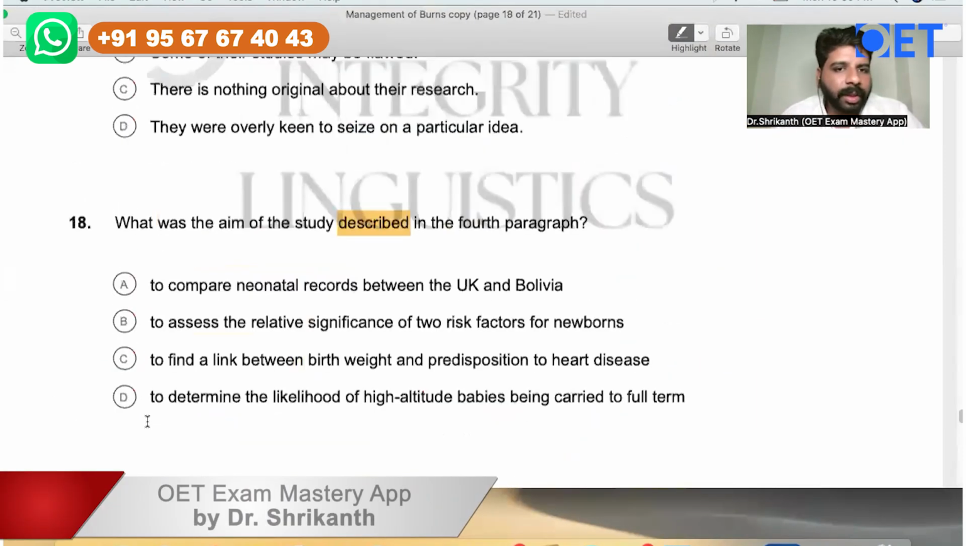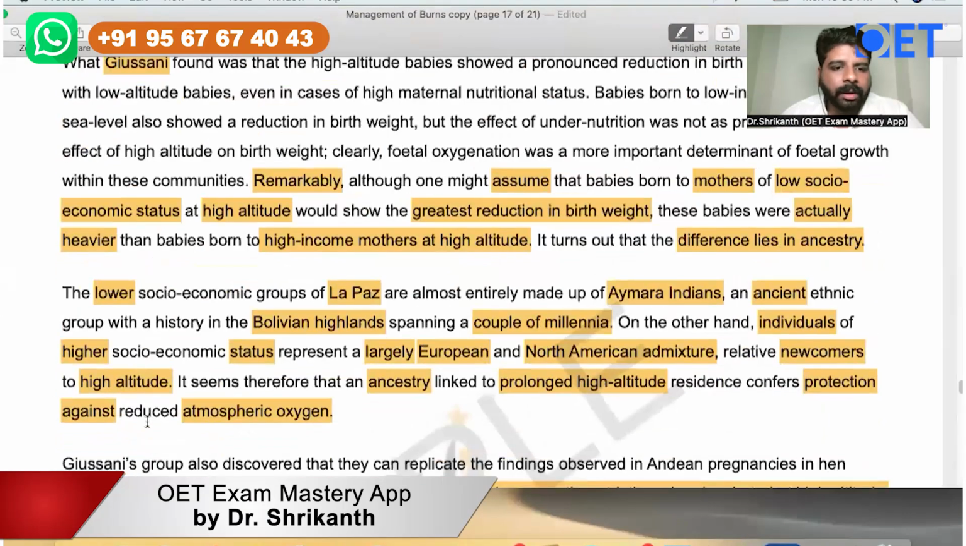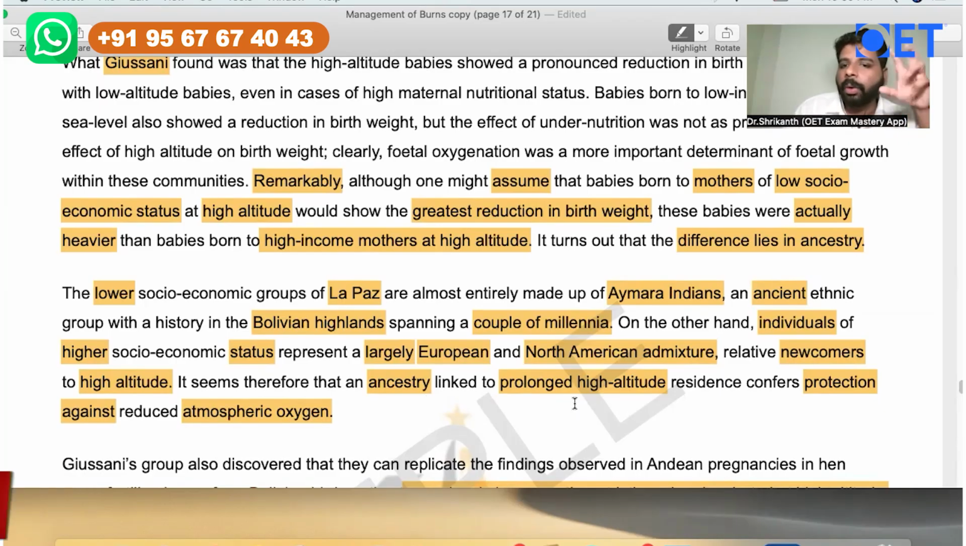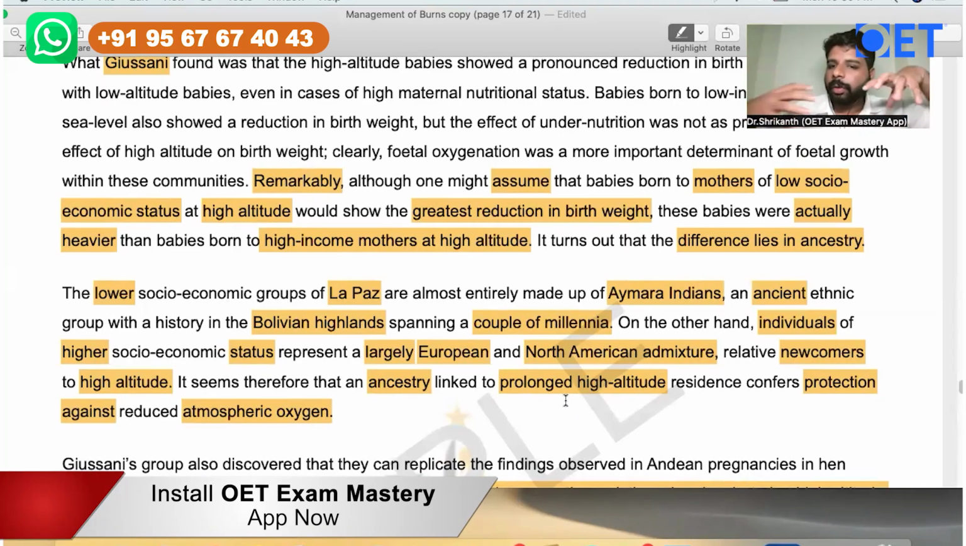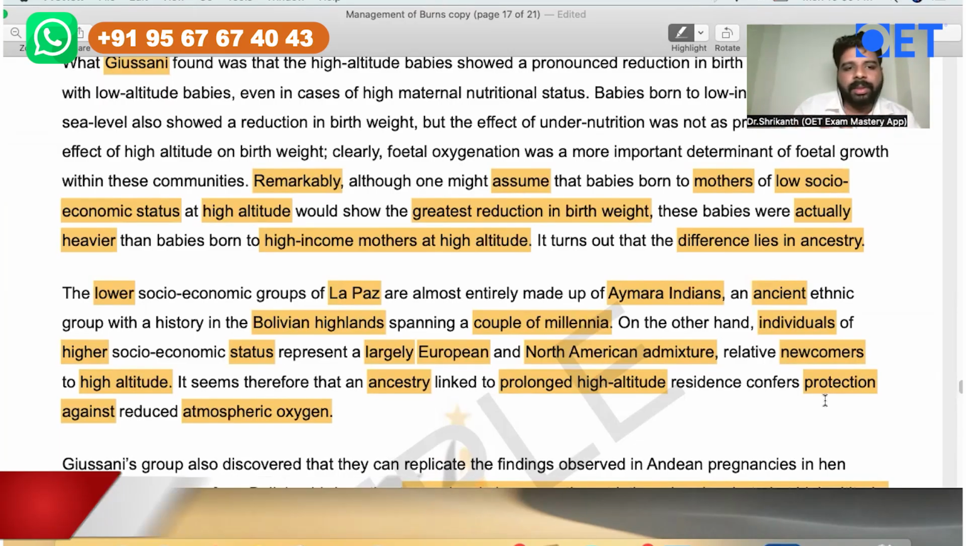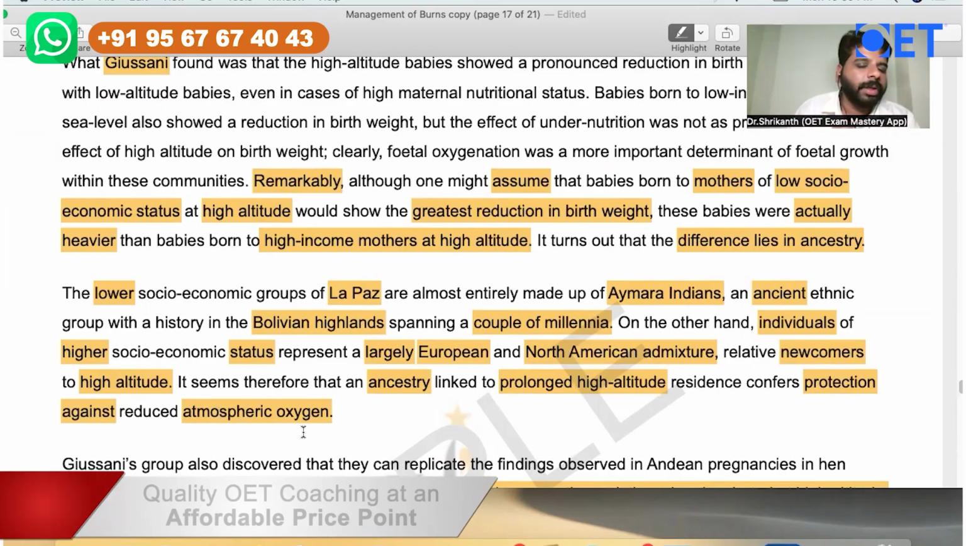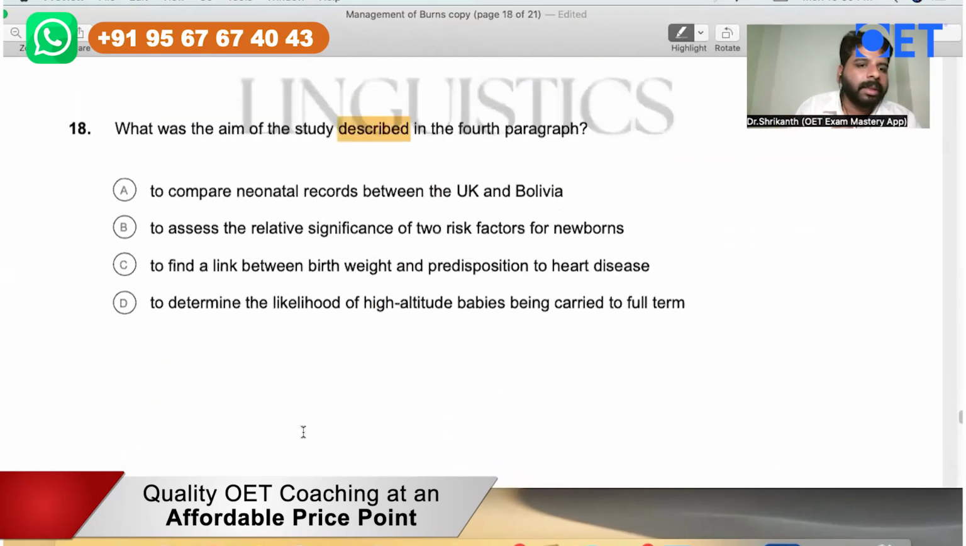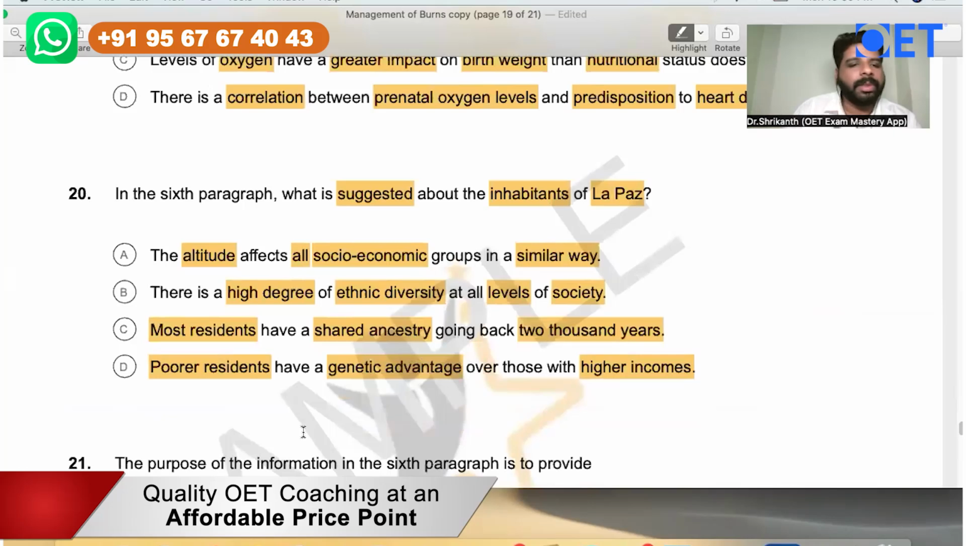Now you see, the last paragraph over here is saying, it seems, therefore, that an ancestry linked to prolonged high altitude. Ancestry. Okay? Prolonged. Who are the people who have been exposed to high altitude for a prolonged period of time? The Aymara Indians. Okay? And they have a genetic advantage. See, the genetic advantage is they get protection against reduced atmospheric oxygen. So, the correct answer option is going to be answer option D.